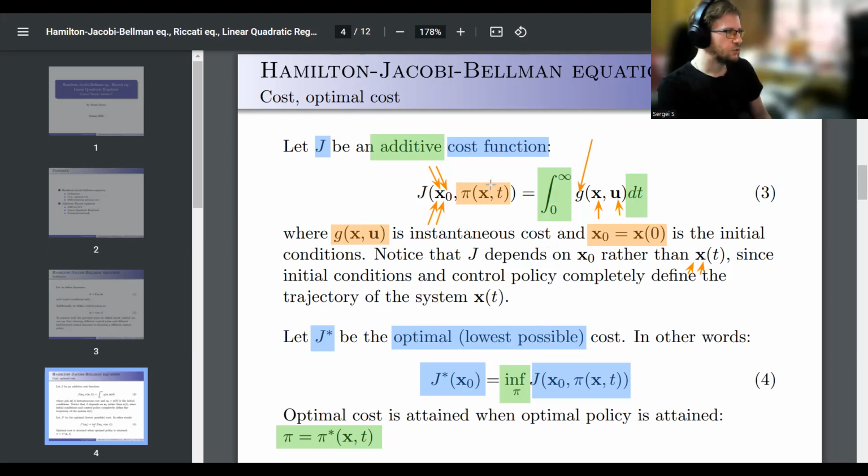Just to reiterate, we have a cost which is additive. It is an integral over instantaneous cost from 0 to infinity. It depends on initial conditions and control. We have the optimal cost, which no longer depends on control, because out of all possible controls we've chosen the one that delivers the minimum cost. So it only depends on initial conditions.